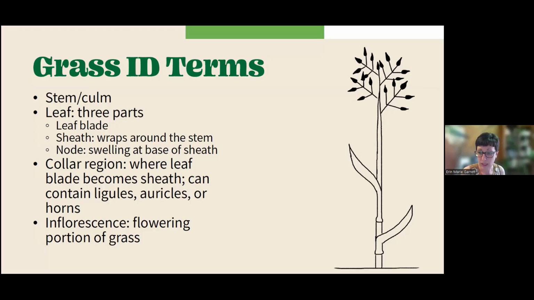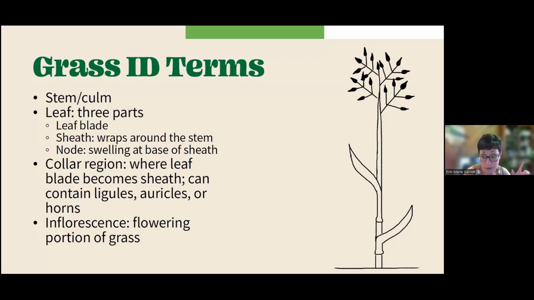So the first thing we want to look at on this line drawing of a grass here is the stem, right? Luckily for us, most of the time you'll see the term stem used, but you may also see this word culm in reference to a stem. I'm not really going to use that one, but just know if you're looking in ID books, that is what that term means. And then we already mentioned that a leaf typically has 3 parts.